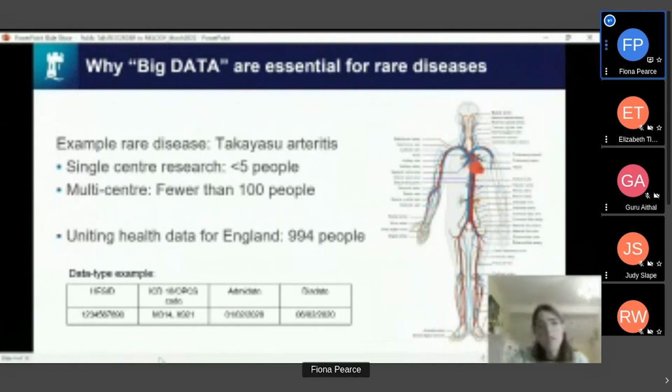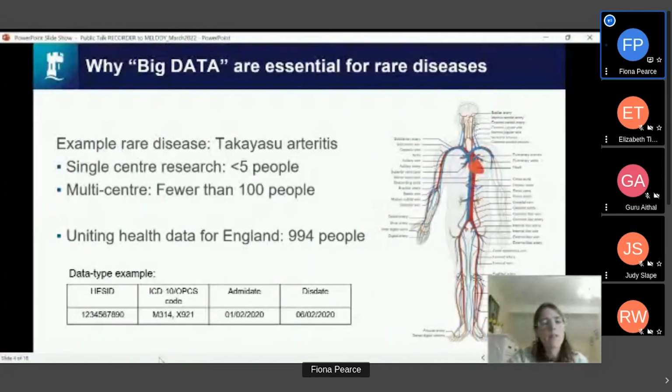If you try to do research in Takayasu arteritis in a single centre, a single hospital, you'd expect to have fewer than 5 people with that disease, and they, of course, might not all want to take part in your research. Even if you go for a multi-centre approach, getting several centres from across the UK, you'd still probably end up with fewer than 100 people. So the approach we're taking is to use health data for the whole of England. I'm really excited that for the first time in Takayasu arteritis, we've been able to find people from across the whole of England, and we're currently launching a piece of research with nearly 1,000 people included.